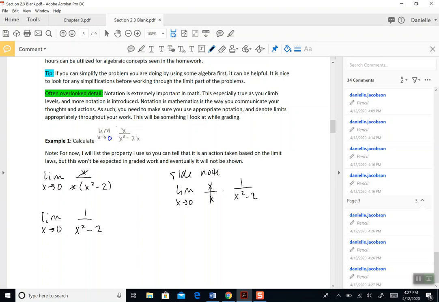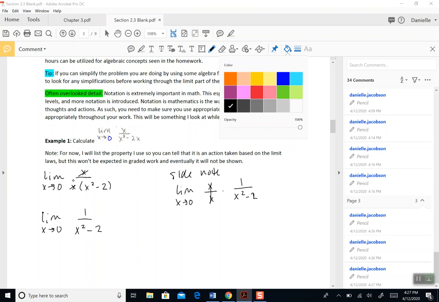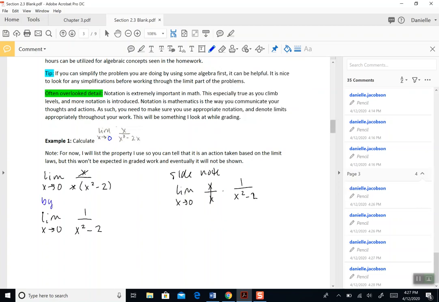So, tip: try to do algebra first, see if you can simplify it. Another thing to notice is that when I went from the first step to the second step, I am not using any limit laws at all. This is simply algebra. I just did some algebra and simplified, with no limit laws. At this point I can see there's no way to simplify this. There isn't any other algebra I can do.